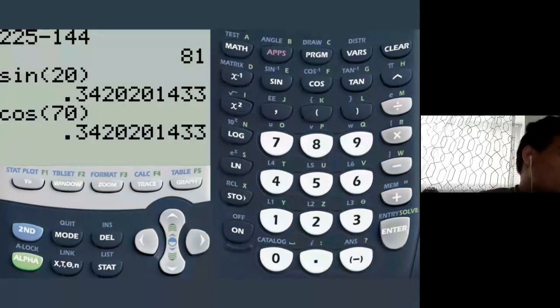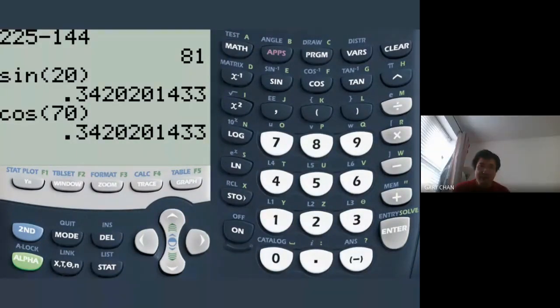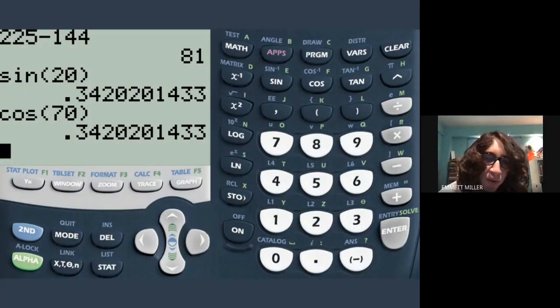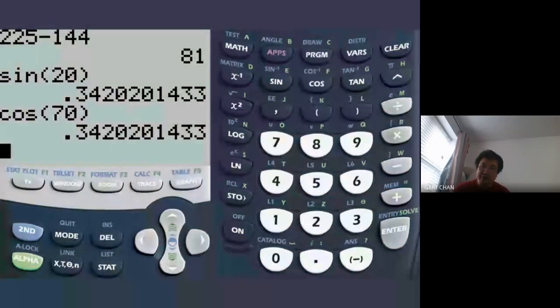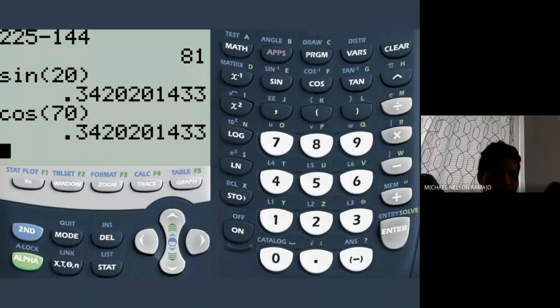Is it because of the co-function identity? That is because sine and cosine are co-function identities. That's it.